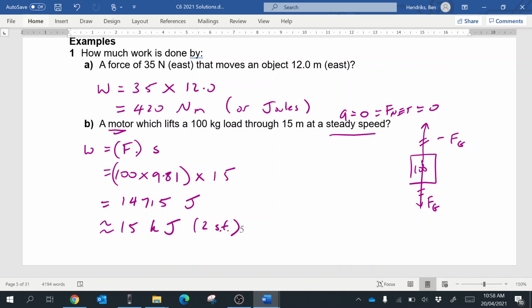Alright, so next time we're going to look at energy and how that relates to work.